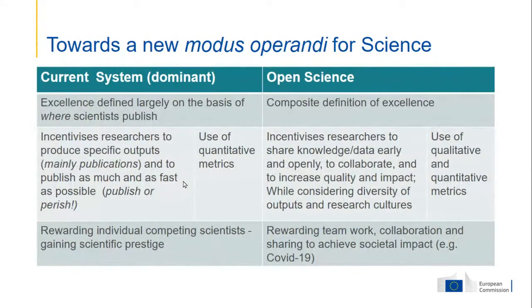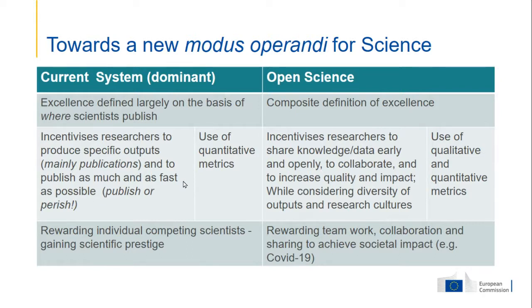So, what is the issue with research assessment? The issue is that it rewards an old mode of doing science. The problem is that the current system that is dominant, although we see evolution, we see change, this change we think is too slow and we want to accelerate it. So the current system defines excellence largely on the basis of where researchers publish, so which journal, and whether this journal has large impact factors.